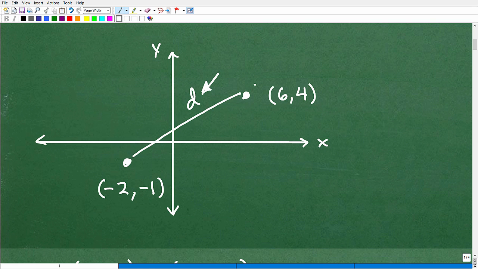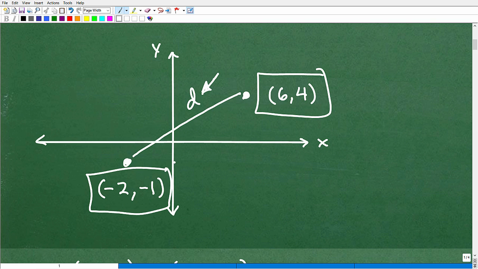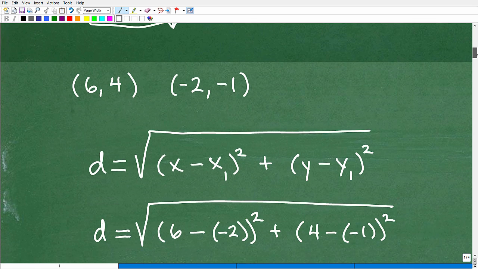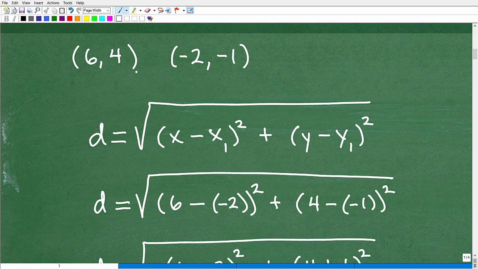Okay, so let's go ahead and use this example to see how we apply the distance formula. We're going to find the distance between these two coordinates right here. So we have 6, 4 and -2, -1. All right, so here is our problem. We have 6, 4 and -2, -1. So let's find the distance between these two ordered pairs, these two coordinates, these 2 points. All those words mean the same thing.